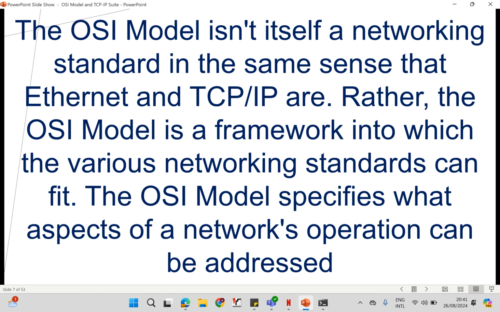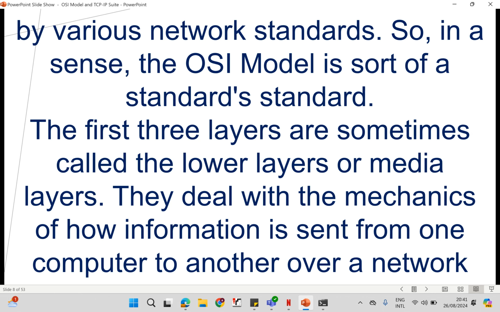Rather, the OSI model is a framework into which the various networking standards can fit. The OSI model specifies what aspect of a network operation can be addressed by various network standards. So in a sense, the OSI model is sort of a standard. Don't overemphasize this. Just understand that we have 7 layers of the OSI model. So what happens at the first layer?